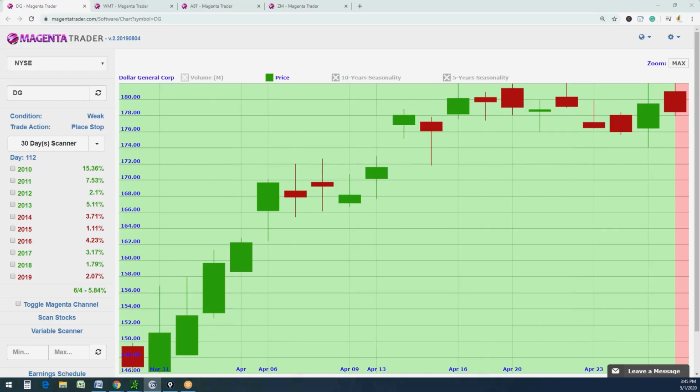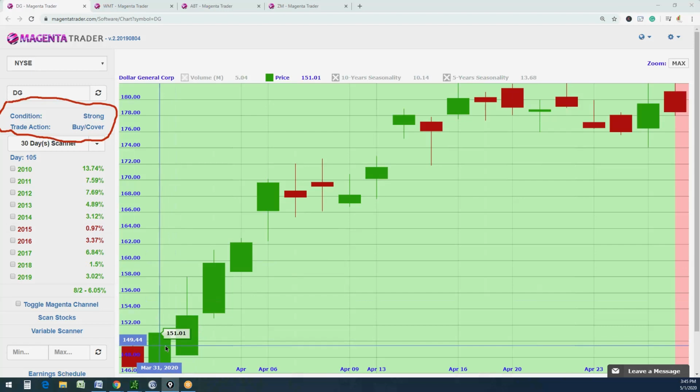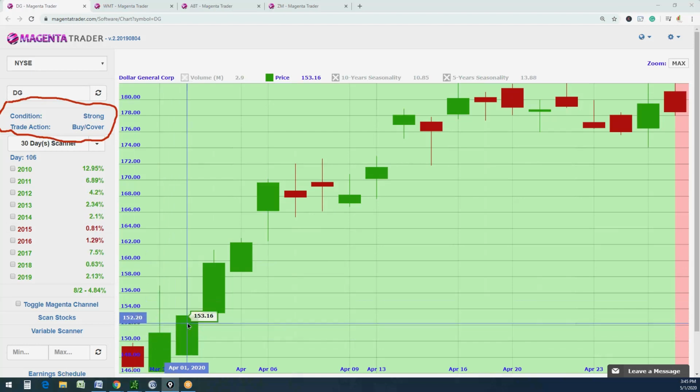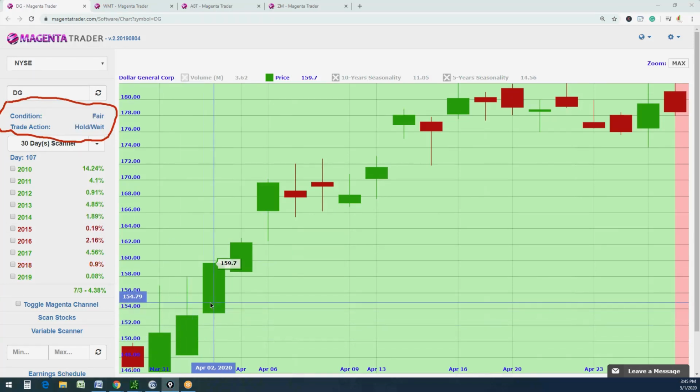On March 31st, Dollar General was signaling that there were some opportunities to start buying. On March 31st, if we look at the condition up here, it was showing that it was strong, and the trade action was a buy. The buy here tells us that based on technical analysis data, there was a strong condition of buying taking place with Dollar General. The very next day, it suggests that there was still more buying taking place with Dollar General. After that, it says, don't buy anymore.